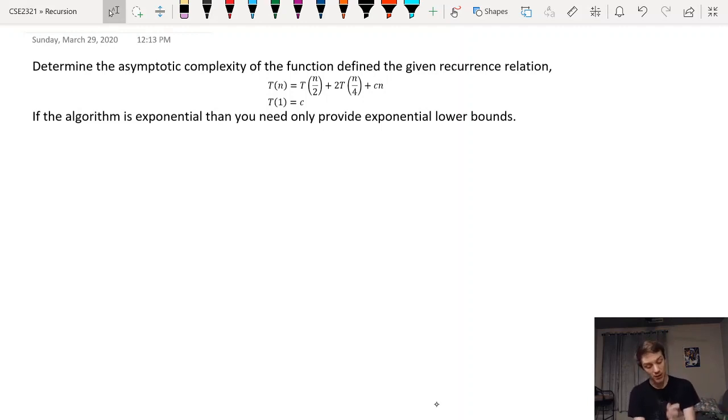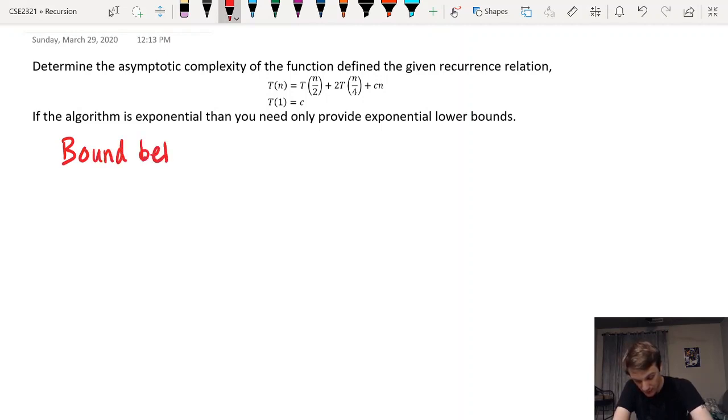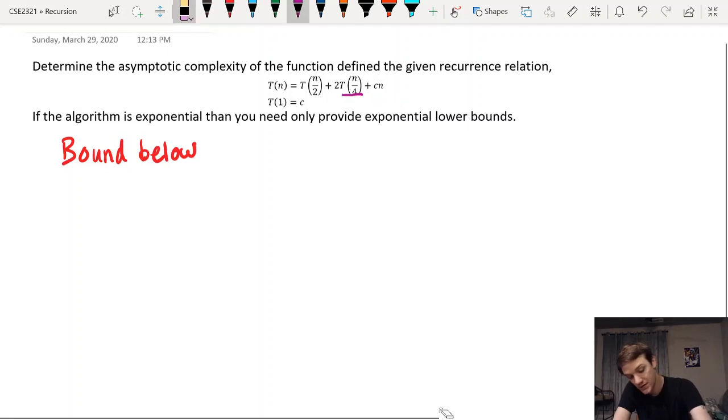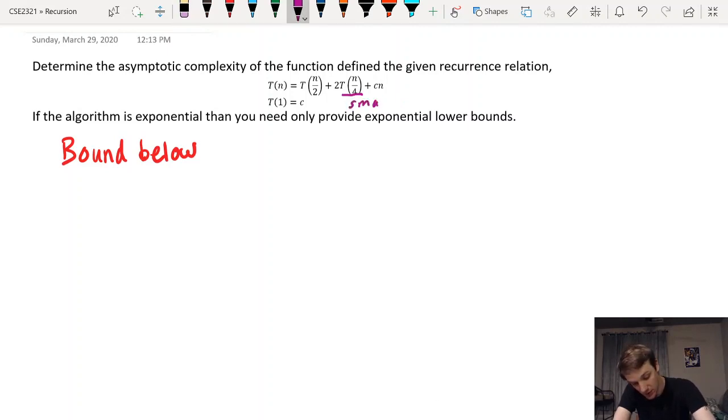So for this problem, we have recursive calls that look like n over something. That makes the analysis slightly different. But just for somewhat consistency, let's begin by trying to bound it below like we have the previous problems. To bound below, we need to identify which of the terms is smaller. The T(n/2), and by that I mean T(n/4), is the smaller term. So this is smaller.